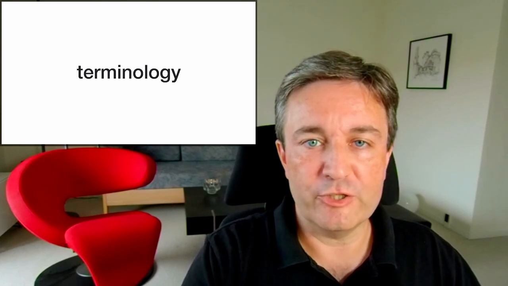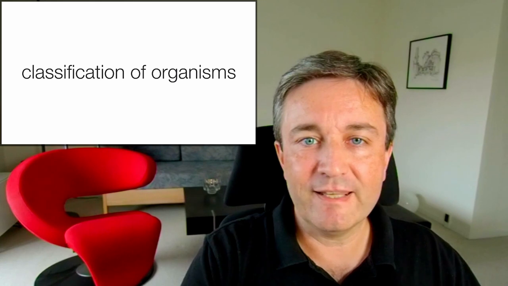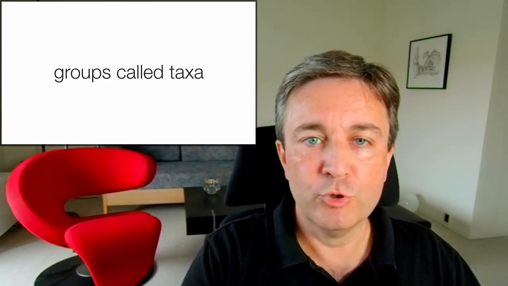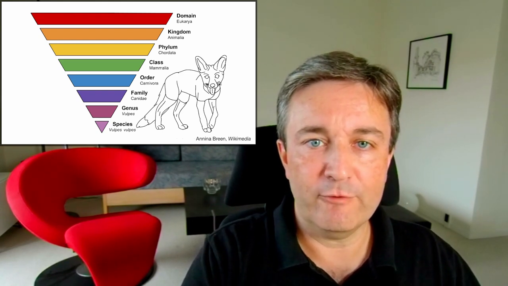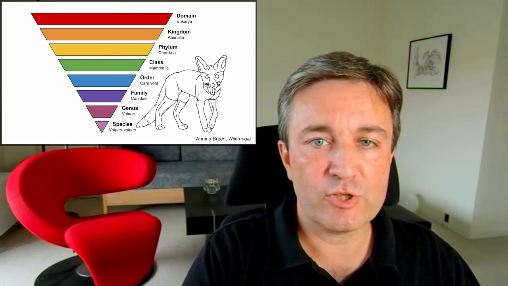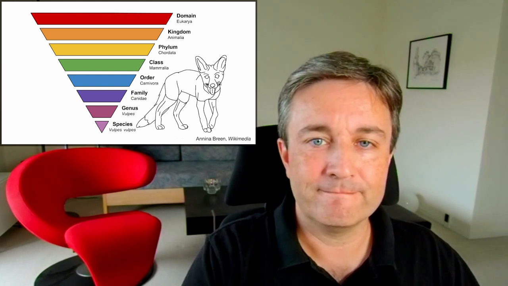Starting with the terminology. Before phylogeny, we had taxonomy, which is the field of classifying organisms. These were classified into groups called taxa at many different levels, starting from the top level domains such as eukaryotes, going through kingdoms, phyla, classes, orders, families, and genera to finally arrive at individual species.